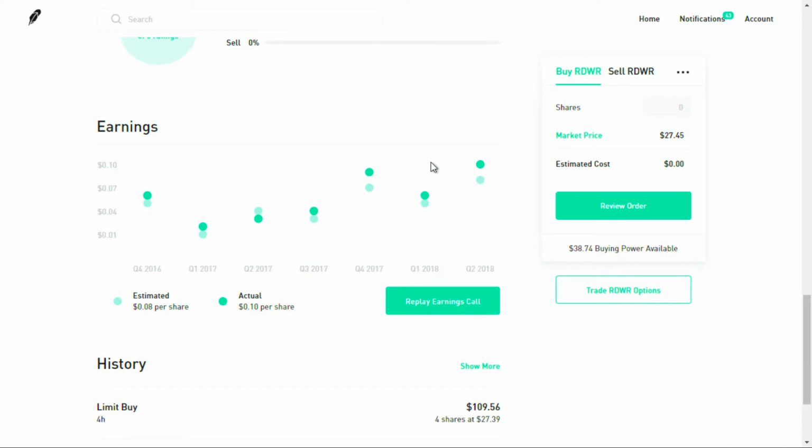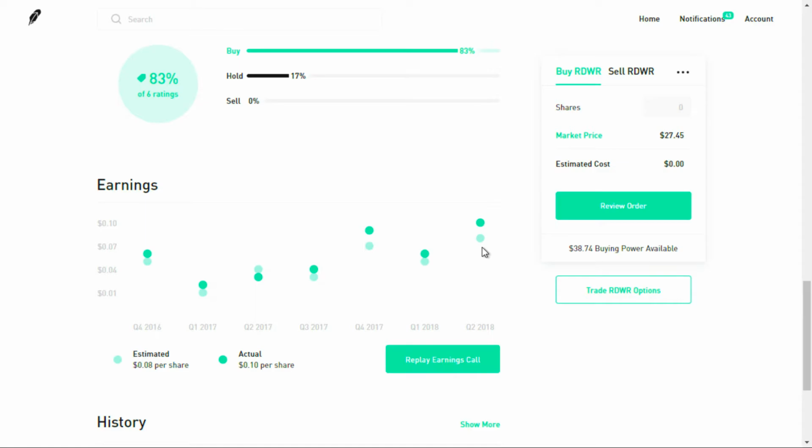And right here you can see if they beat expectations or met expectations. So the darker dot is the actual earnings, and then the lighter dot is the estimated, so what they predicted it was going to be. Usually when a company beats expectations, they spike up a little bit, like right here.